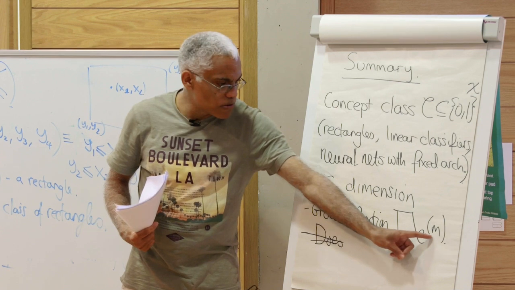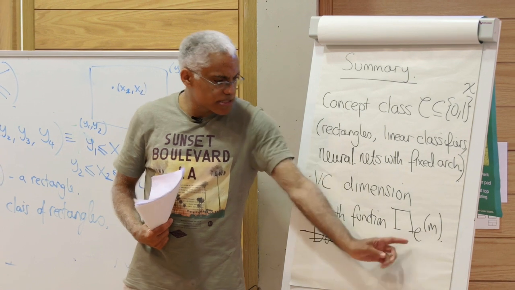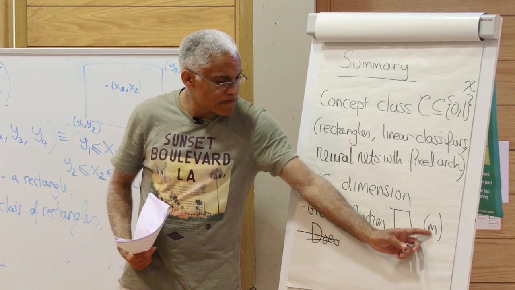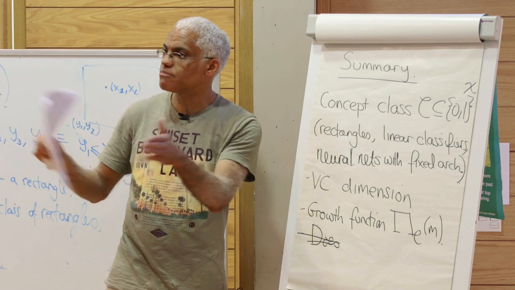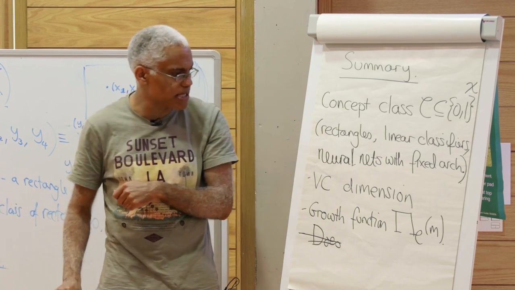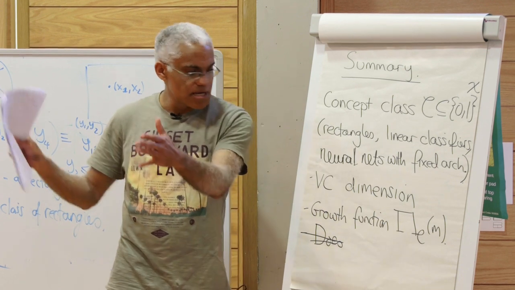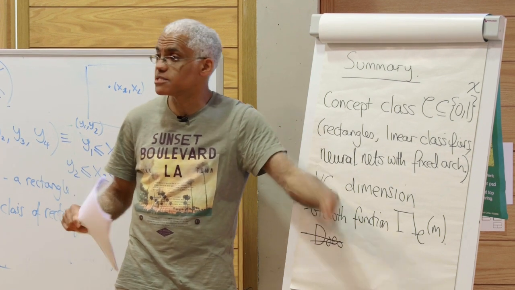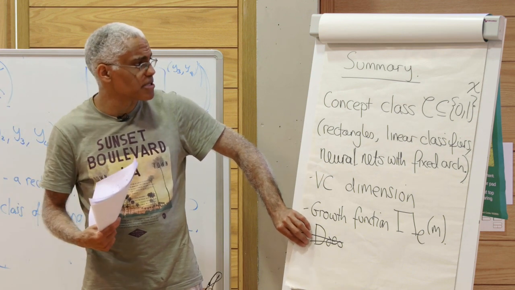So the growth function is a function from n to n. It's defined by a concept class, so each concept class has its growth function. For each m, the value of this is I look at any set of size m and look at what is the maximum number of labelings of a set that I can realize by concepts in the class. So in particular, if it has infinite VC dimension, for every m, there's a set of size m that can be shattered. So the growth function in that case is 2 to the m, for every m. But if it has finite VC dimension, the growth function is polynomial.